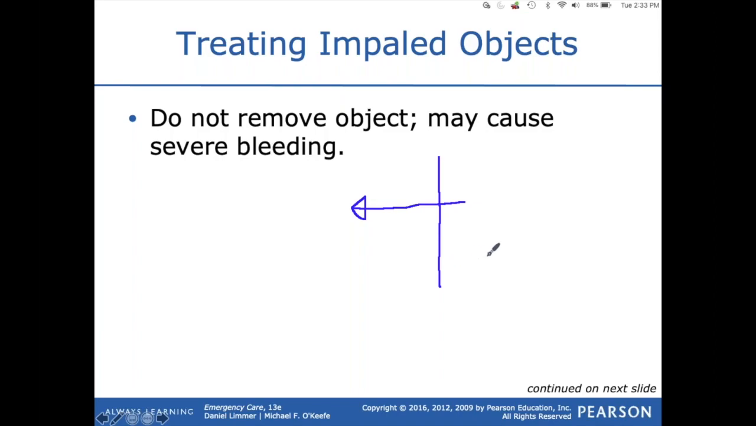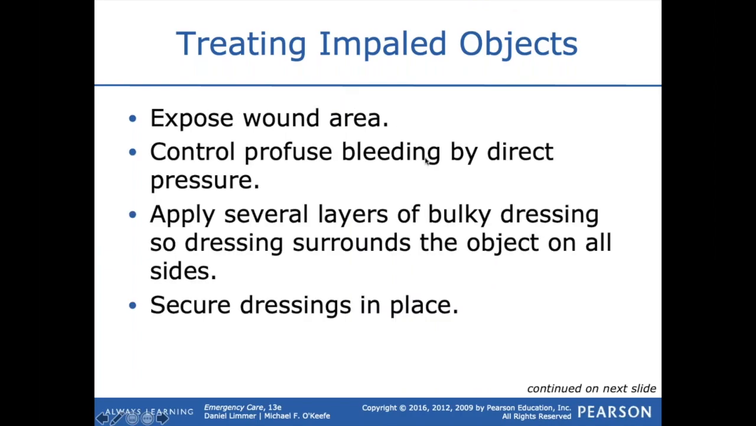Now, maybe it's a stick, and this stick goes in, and that stick has a broken off little branch. Same thing, okay? So we're going to leave those in place because we don't want to create any more damage than has already been done. So what we need to do is then immobilize it, okay?